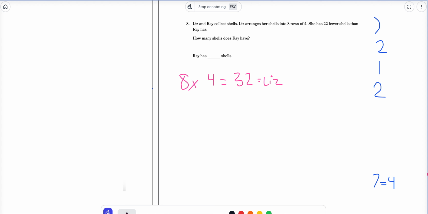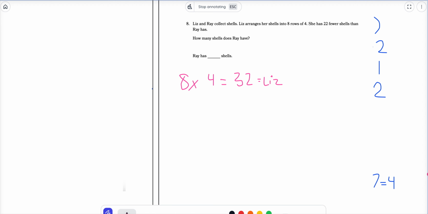She has 22 fewer than Ray. Fewer than Ray. How many does Ray have, Mel? How many does Ray have then? So, you did subtraction? Who else did subtraction? Let me see hands. Anybody else? That's okay. Who didn't get to this one? Okay, so a lot of us didn't even do it. All right, so that makes sense. Who did do it? What did you guys do? If you didn't do subtraction, what did you do?